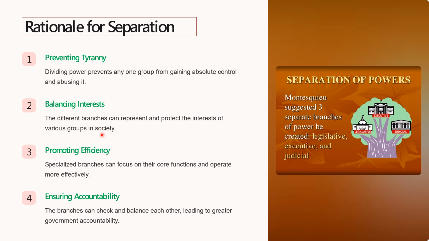In promoting efficiency, specialized branches can focus on their core functions and operate more effectively. Each branch specializes in specific functions: lawmaking, execution, interpretation. So it enhances accountability and effectiveness. And ensuring accountability: it ensures accountability through checks and balances. It promotes transparency and good governance among these three organs.